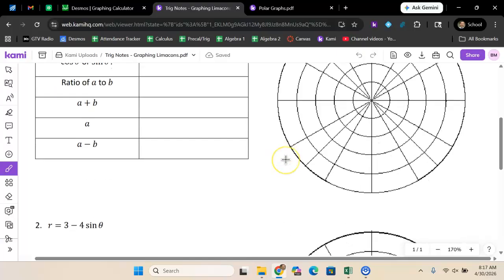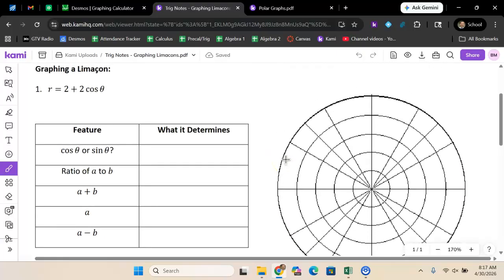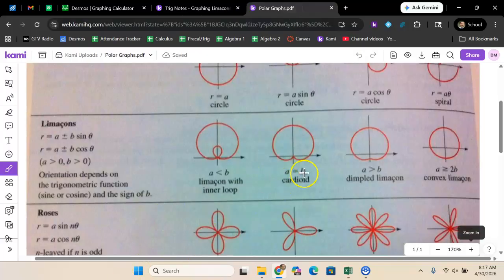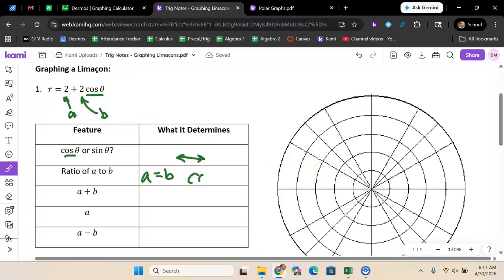So the first thing that we're looking at is the trig function. Is it sine or cosine? So we've got cosine here, which means it's going to be oriented horizontally. It determines the orientation. Then the ratio of a to b. So this is a and this is b. If a equals b, then we are looking at what is called a cardioid. All right, so I'll go ahead and write that. We're looking at a cardioid.